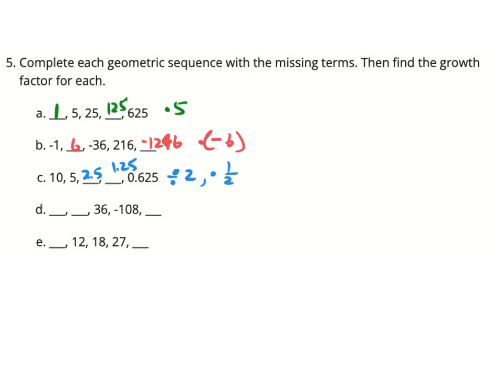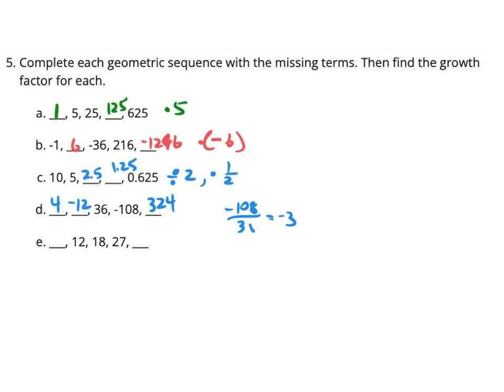Okay, now -108 divided by 36 is -3. So this is times -3. If we're going to the left, we're dividing by -3. So -12 divided by -3 is +4. -108 times -3 is 324. So you've got positive, negative, positive, negative, positive. Whenever you see the sign switch between each term, you know you're multiplying by a negative.